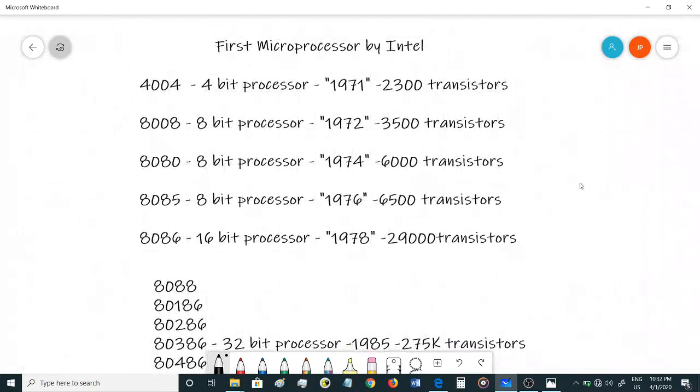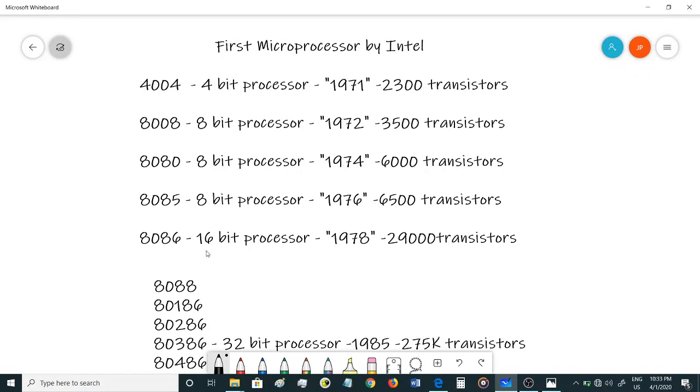Then came the 8008, which is an 8-bit processor, in 1972. It had around 3500 transistors in it. And then came the 8080 in 1974, which is also an 8-bit processor, with 66,000 transistors. Then the first commercial microprocessor came into the picture. That is the 8085, which was an 8-bit processor. It was invented in 1976. It had around 6500 transistors.